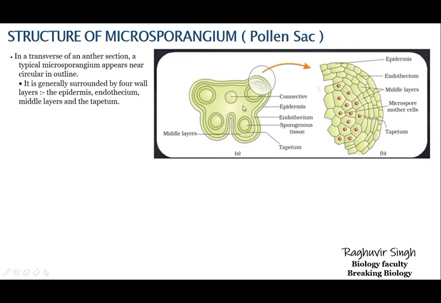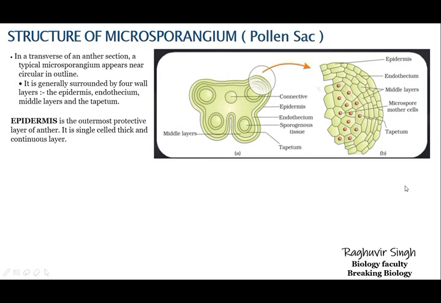If we see the TS, this is the TS or the transverse section of an anther lobe. So we will see that the pollen sac basically appears circular in appearance and it is covered by different layers. If we look into the layers covering the pollen sac, we will find four different layers. The outer layer is called the epidermis, then the endothecium, then the middle layers, and then the tapetum. So let us look into each of these layers in detail.